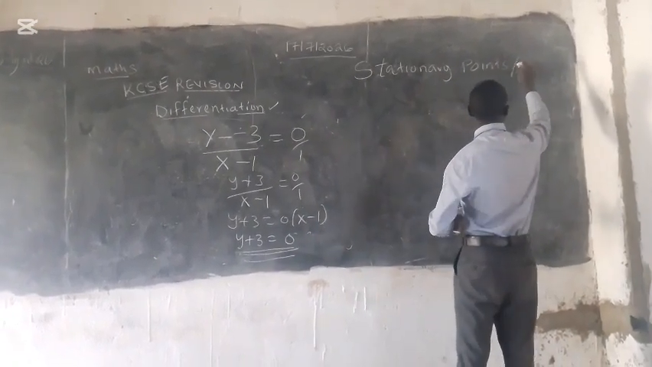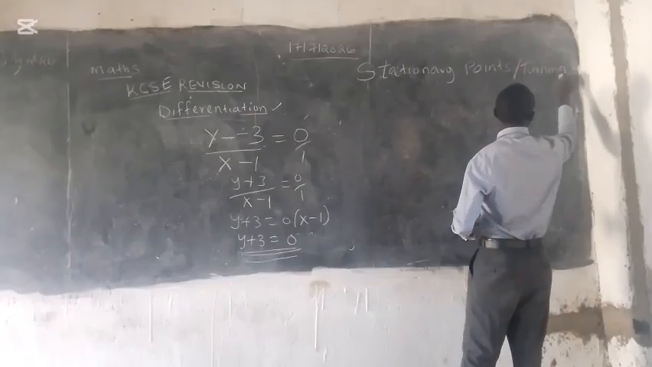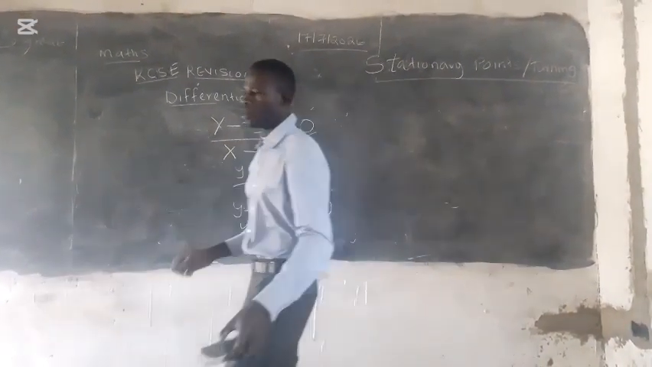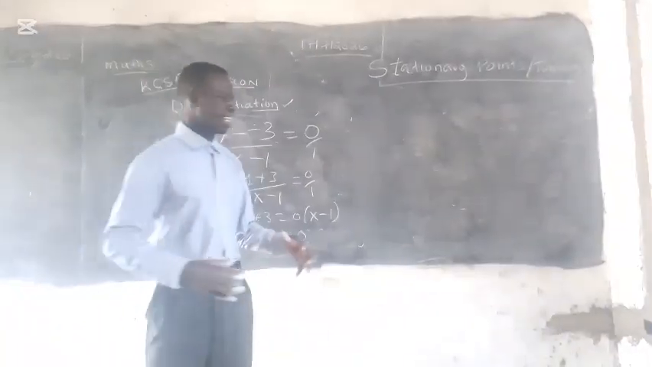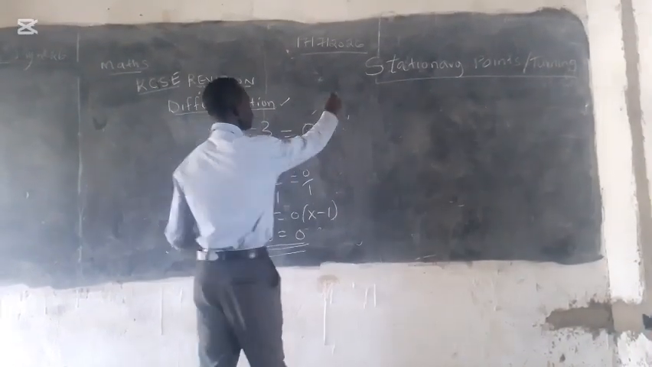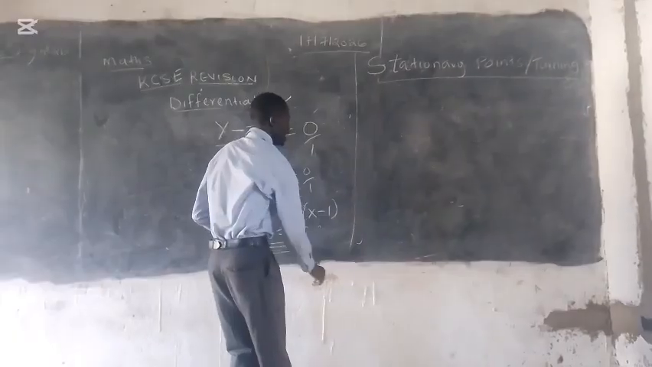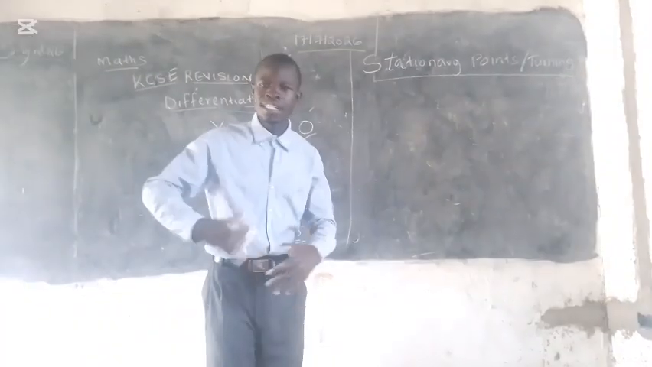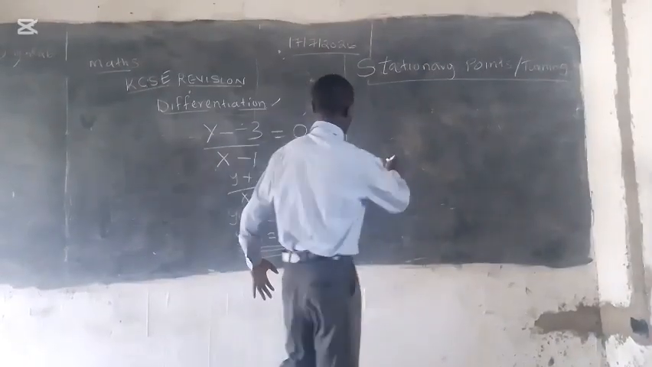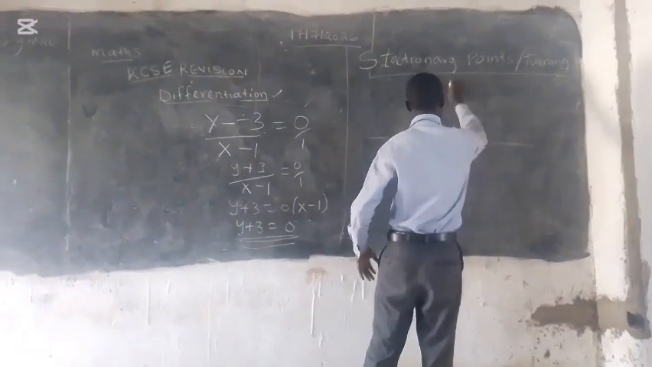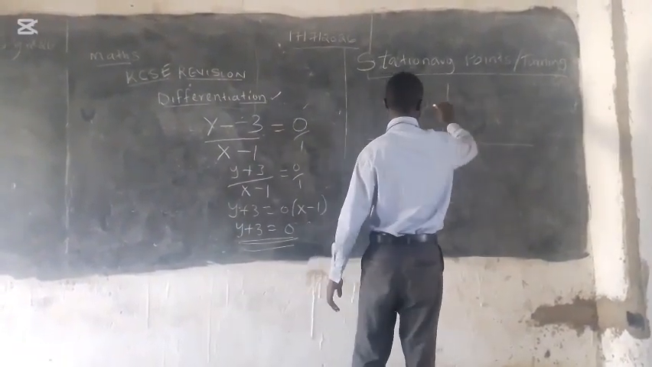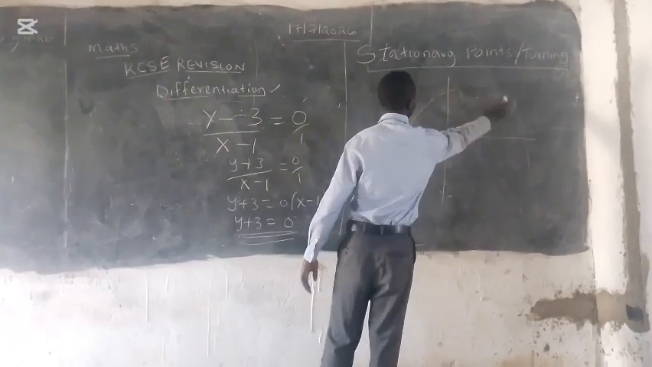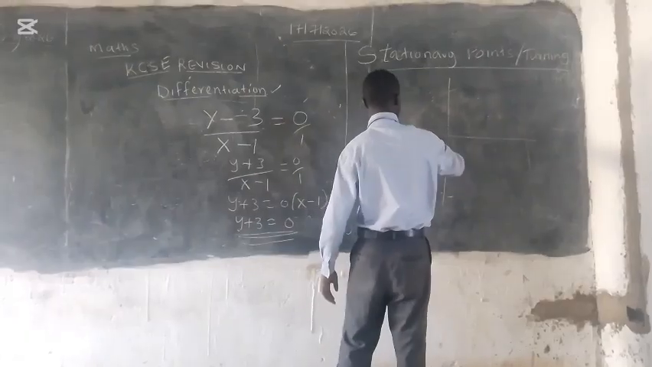In example, we can also call it turning points. Students, when you talk about stationary, it's something that is at rest. And when you talk of stationary in mathematics, a stationary point, the gradient of that point is normally 0. Here we can have a curve like this. This is a turning point. Let us make sure that we have that turning point very clear.